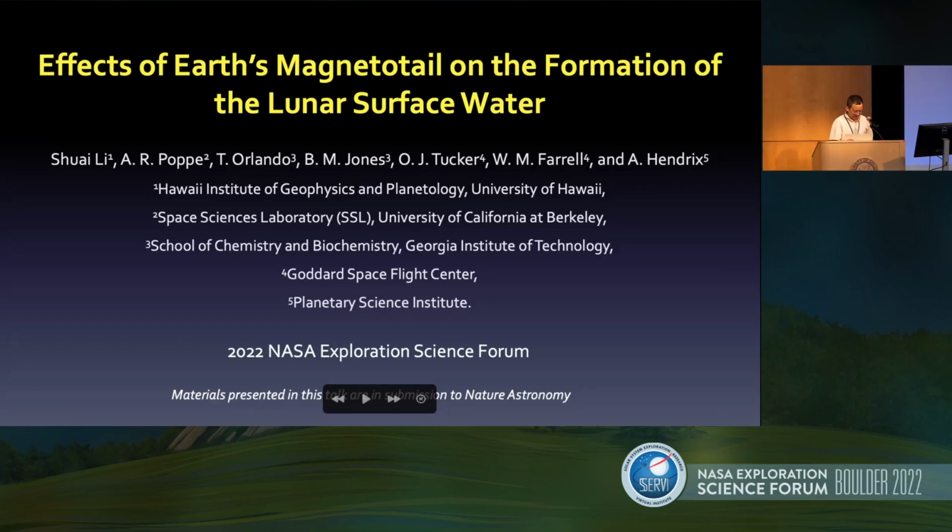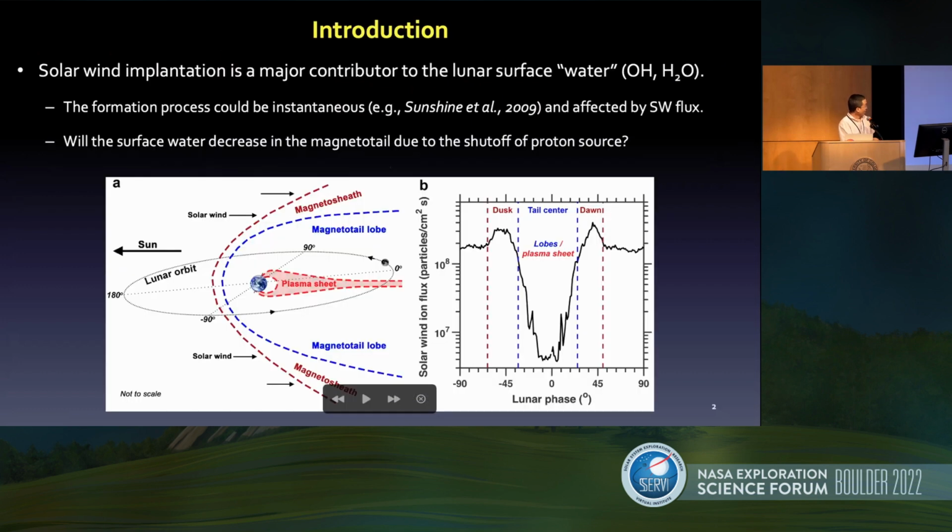Hi, everyone. Today, I'm going to share with you some of our exciting results about the magnetotail effects on the formation of lunar surface water. As we know, solar wind implantation is a major source of water on the lunar surface. When I say water here, it means either OH or H2O or both. And previous studies suggest that the formation process of lunar surface water can be instantaneous.